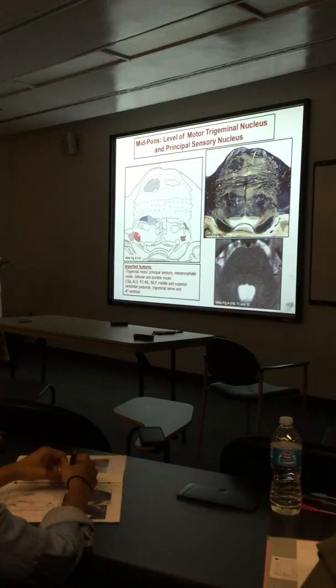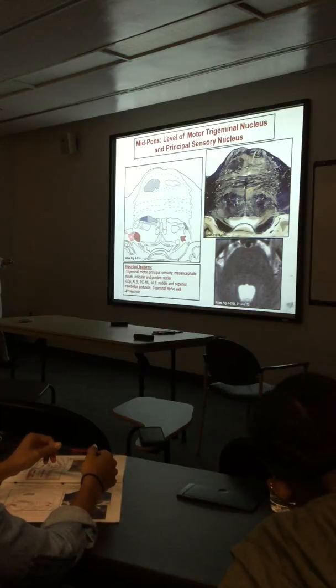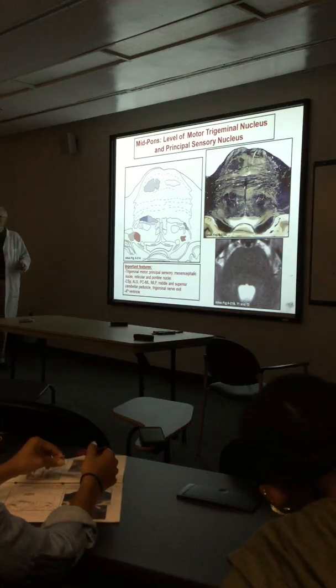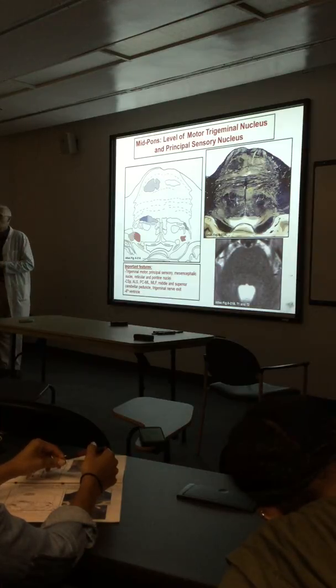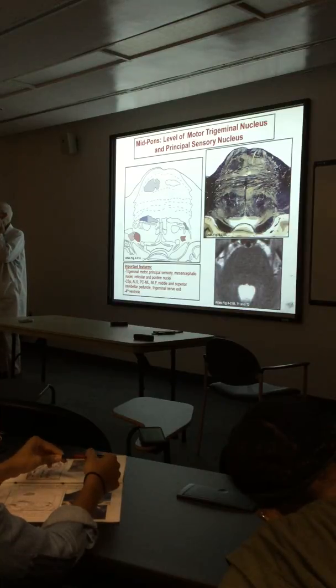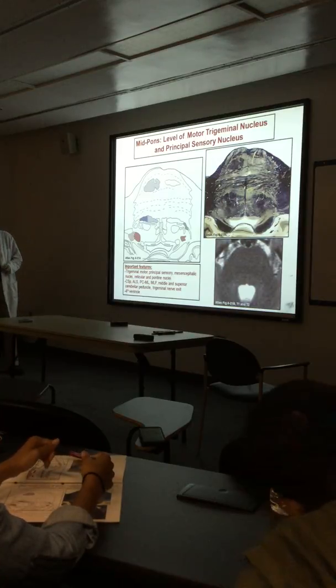Okay, so here is the dark color right here represents the motor nucleus of the trigeminal nerve, and this one represents the principal sensory nucleus of the trigeminal nerve. The motor nucleus is self-explanatory. It innervates the muscles of mastication. You put your hand up on your cheek like this and grit your teeth together. You feel a muscle, that's the masticatory muscle, plus several other muscles.